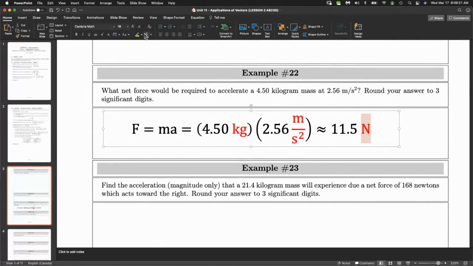How did I get unit N? Joshua, they go together. It's a package deal. The definition of the Newton comes from units of kilograms and meters per second squared.